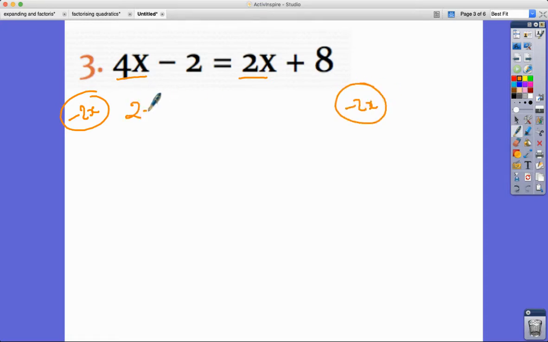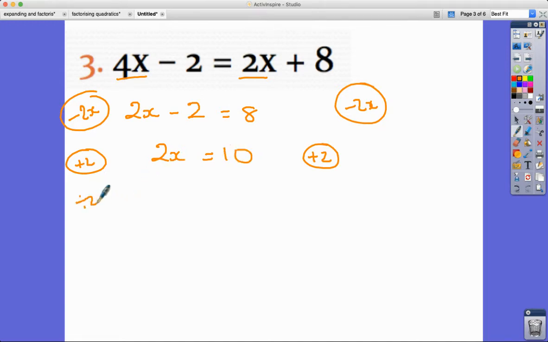So we end up with 2x over here. 4x subtract 2x is 2x. Still the minus 2. This 2x has disappeared when I've subtracted it, equal to 8. And now I'm just going to go and solve as usual. So add 2 to both sides to eliminate this negative 2. So we end up with 2x on this side. 8 plus 2 is 10. And then divide by 2 to get 1x, which is my answer, which is 10 divided by 2 equals 5.